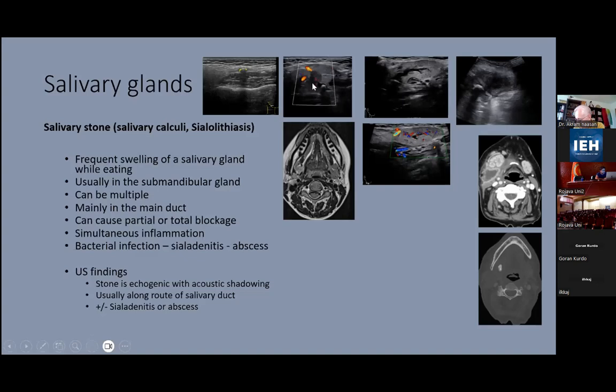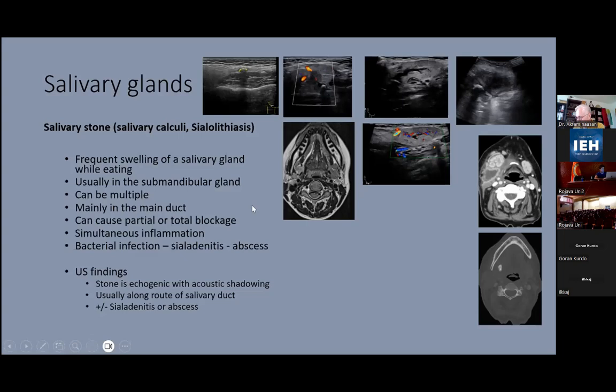The same patient had an MRI. This is the gland. This is the duct. And you see in the beginning of the duct, you have a small dot here. That's the same stone. And this is the parotid gland. In front of it, you see a stone because the duct goes anteriorly. So this is a stone in the duct of the parotid gland.